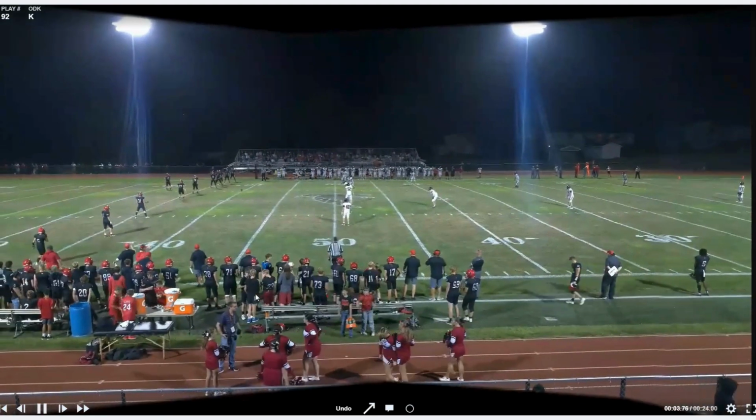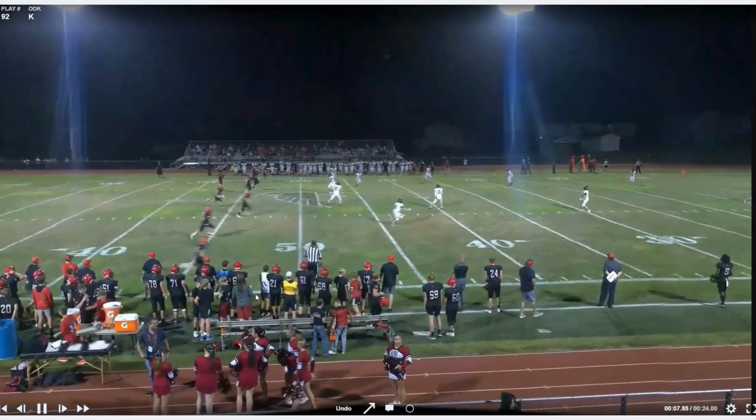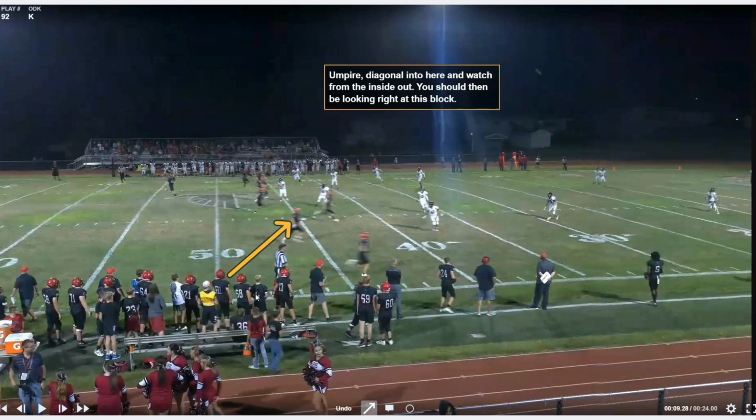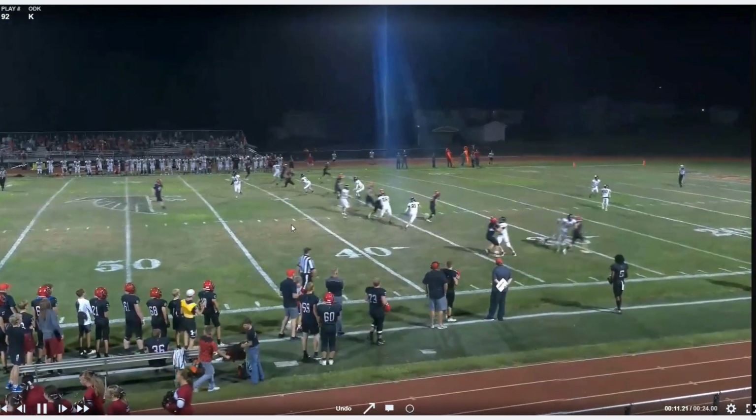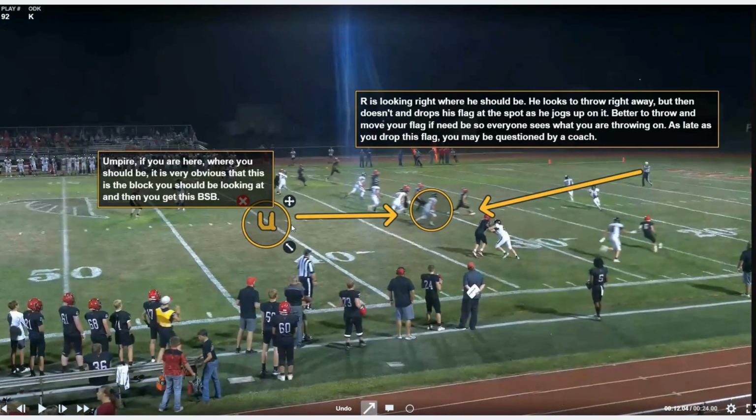Illegal block again. This is on a kickoff. So remember, our umpire starting at the 50, and remember, we want you this year to diagonal in just 5 yards from the 50 to the 45, get into the hash. Okay, and if you do so, you're going to be in excellent position to see this block. So umpire, actually, my bad, you would be back here at the 45, and you'd be watching that action here.